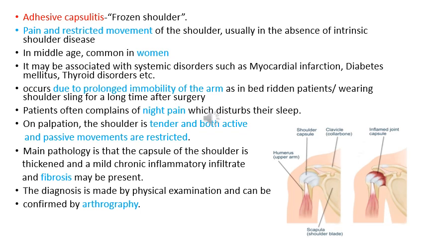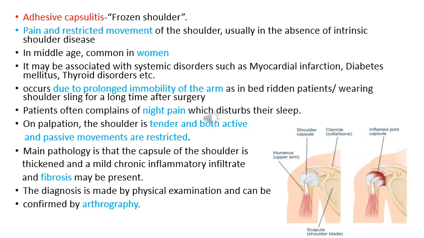These people are said to be in the risk group for frozen shoulder. It occurs due to prolonged immobility of the arm. When you keep your shoulder joint immobile for a long period following surgery, or if you are bedridden, or wearing a shoulder sling for a long time, it causes inflammation in the capsule, that is adhesive capsulitis. Patients often complain of night pain which disturbs their sleep.